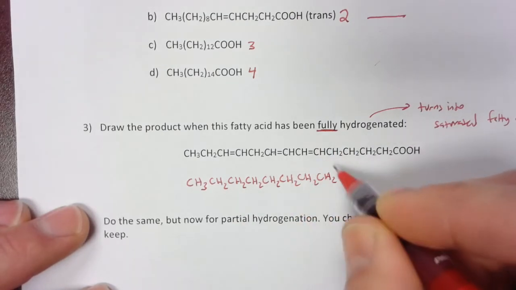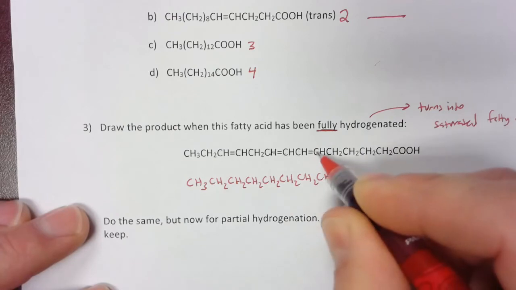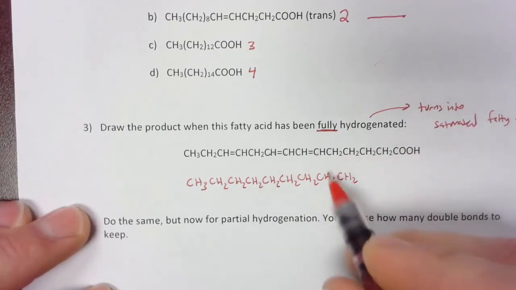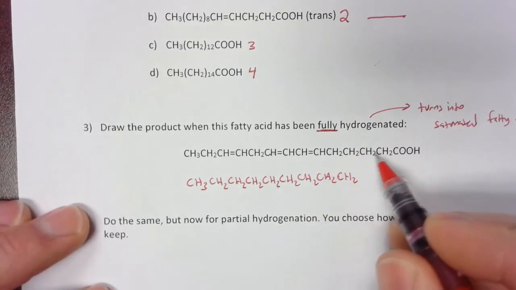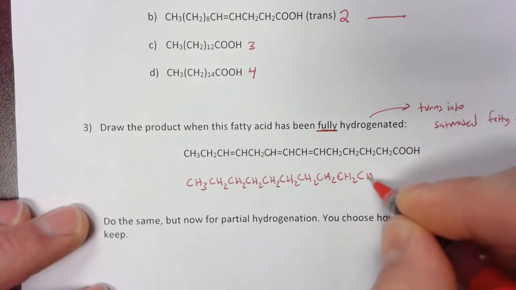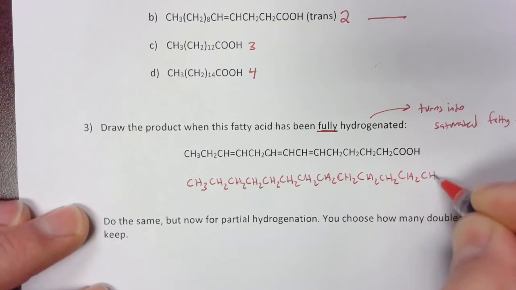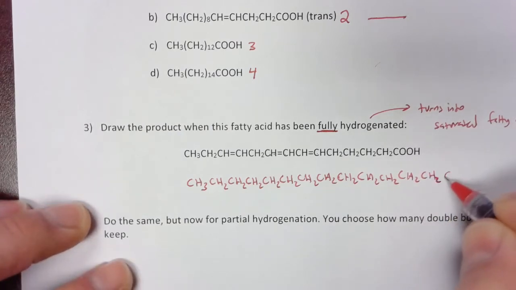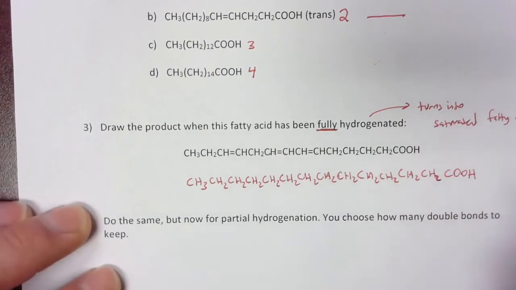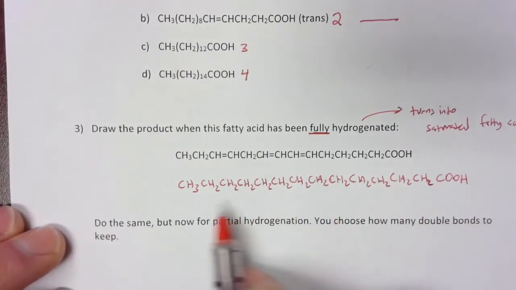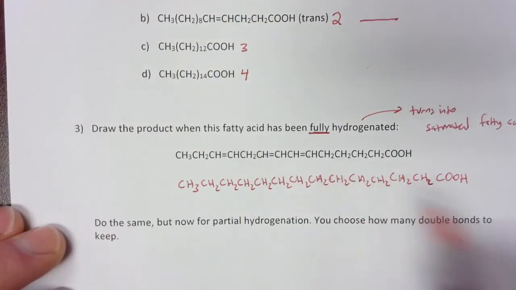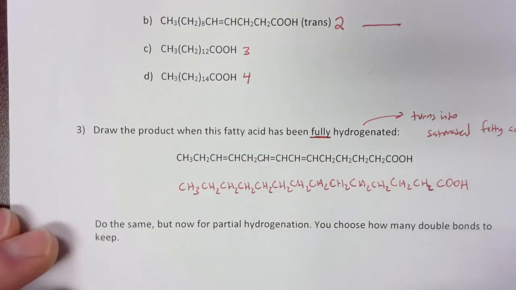The next double bond here and here both become CH2s, and then we're followed up by 1, 2, 3, 4 CH2s, and then the carboxylic acid. Obviously, we could have written this in a more shorthand form to make it easier, but I wanted to show you how each individual one has been fully hydrogenated, and we're just left with a saturated fatty acid.